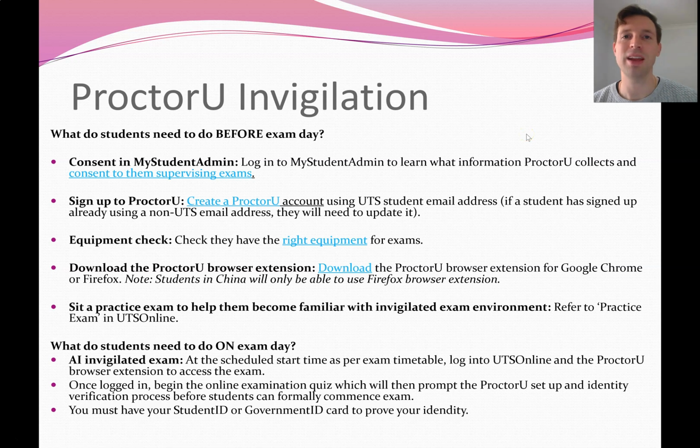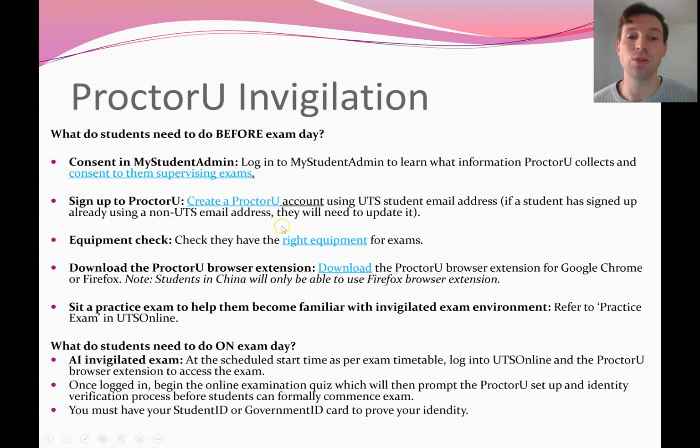Your exam's going to be AI invigilated by the ProctorU software. So here are some instructions that you need to follow to make sure you're prepared to do the exam. So before the exam, you have to consent to doing an exam with ProctorU. Okay, so you can do that. The link here sends you to your My Student Admin where you can consent. You have to create a ProctorU account using your UTS email address.